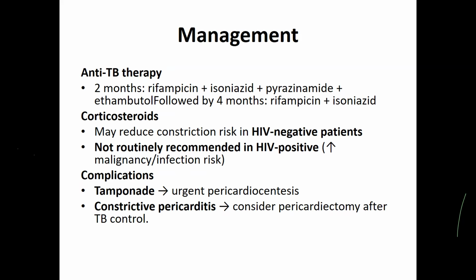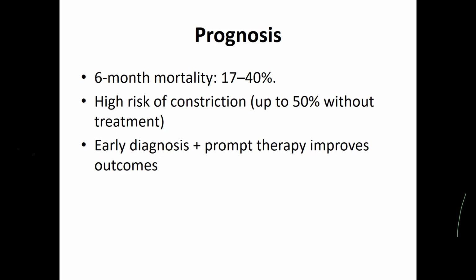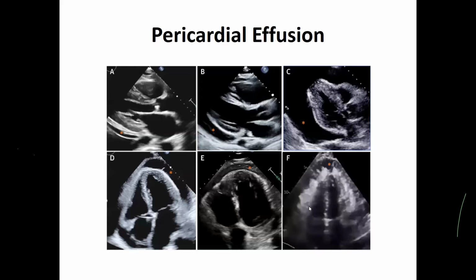And complications: tamponade, as we said, which needs urgent pericardiocentesis, and constriction is quite common in tuberculous pericarditis. Six months mortality is up to 40%. The risk of constriction is up to 50% without treatment, of course. And early diagnosis and prompt therapy improves outcome. So we have finished pericarditis.